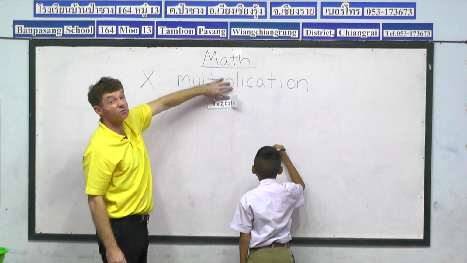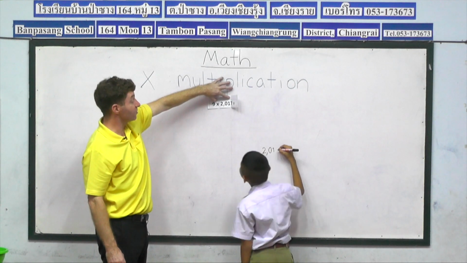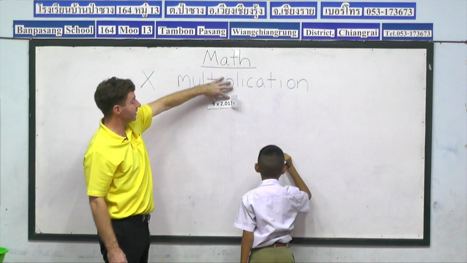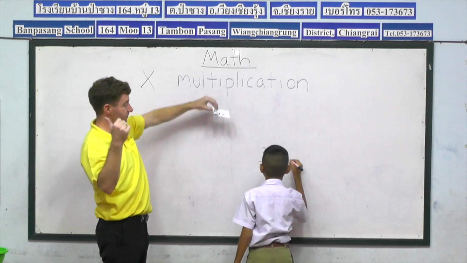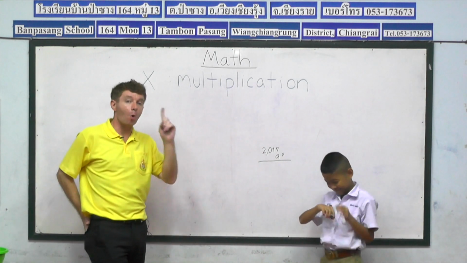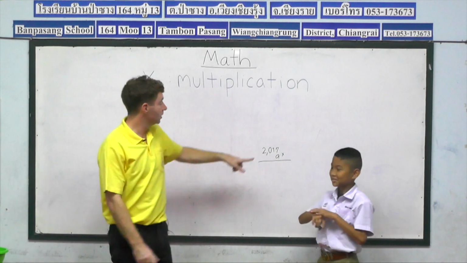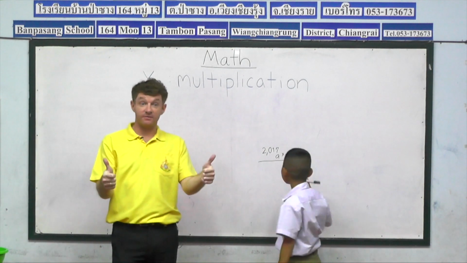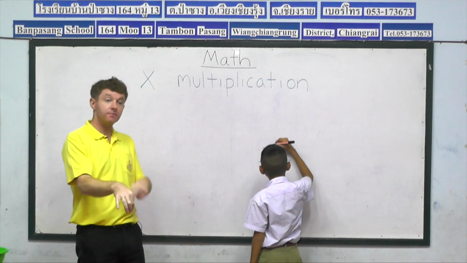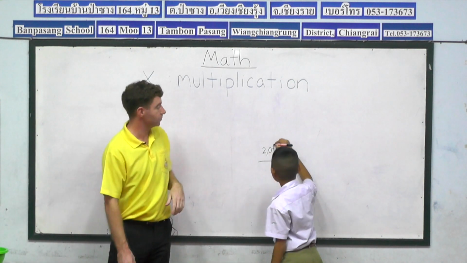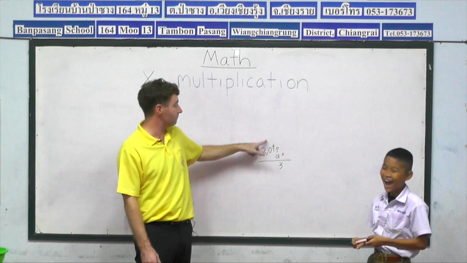Okay, so Pangpon's gone straight to answering. 2017 multiplied by 9. Excellent. So we've organized our problem. Now, remembering we always start with the ones. So 9 times 7 equals 63. So we write the 3, carry the 6. Excellent, Pangpon, that's it. We drop the 3 and carry the 6.